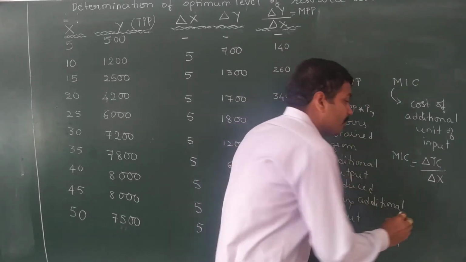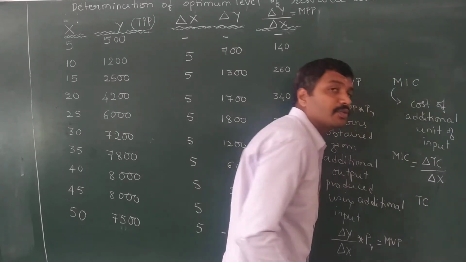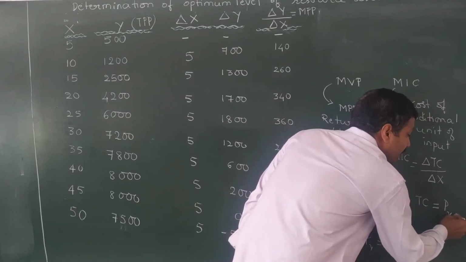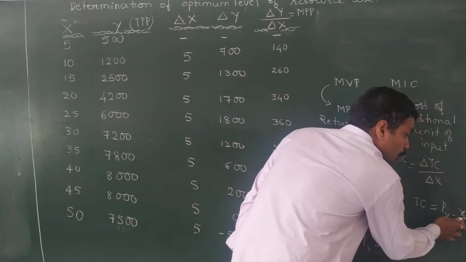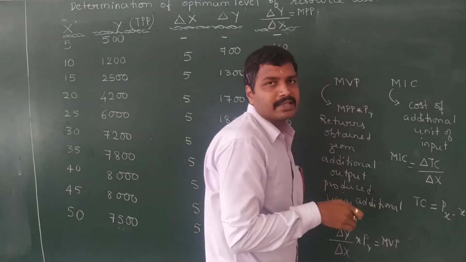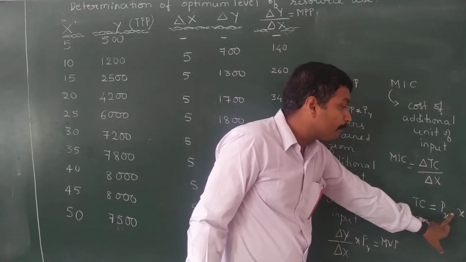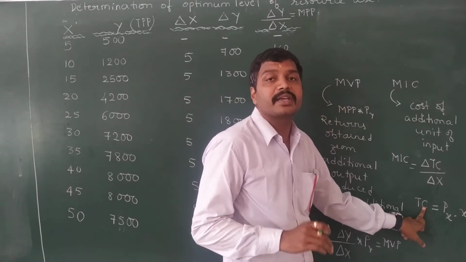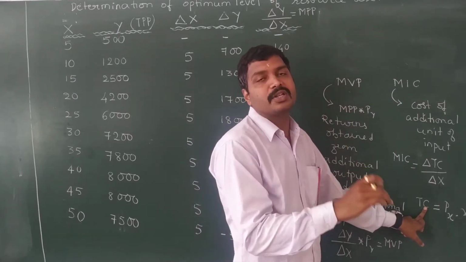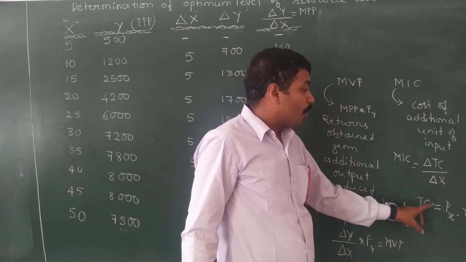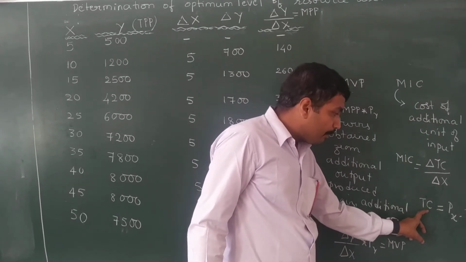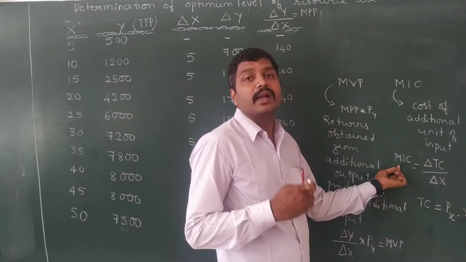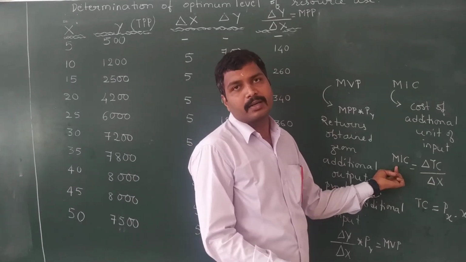Now what you need to remember is that how to determine the total cost is important. Total cost is obtained by multiplying the quantity of input used with its price. Price of input into quantity of input used will give you the total cost incurred by the farmer towards the purchase of input. So once you get the total cost, with the help of this total cost, you can easily get what we call marginal input cost, or the additional cost incurred by the farmer.